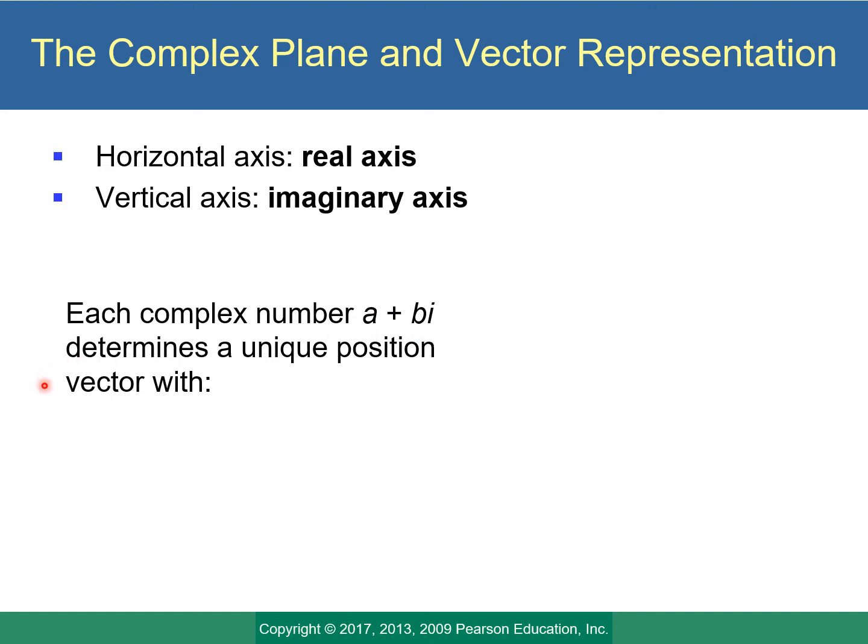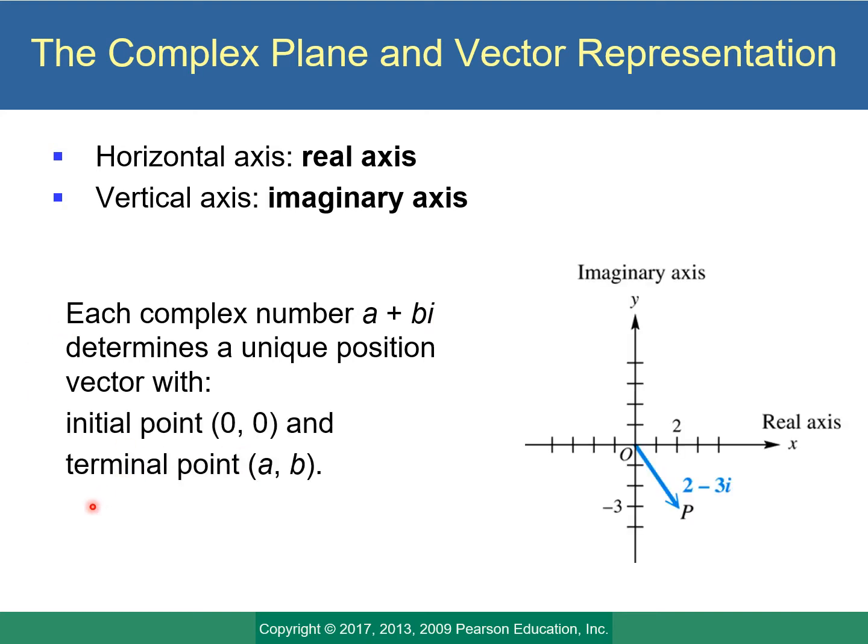We also talked about position vectors a couple of videos back. Before I show you the image, the position vector is a vector that starts at the origin, so its tail is at the origin, and the head of the vector points to the point (a, b). The initial point is (0, 0) and the terminal point is (a, b). So this is one example of a complex number graphed as a vector in the complex plane.